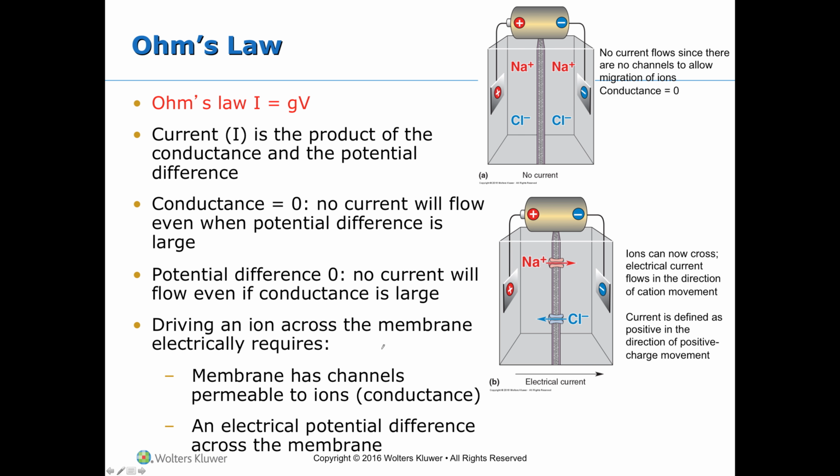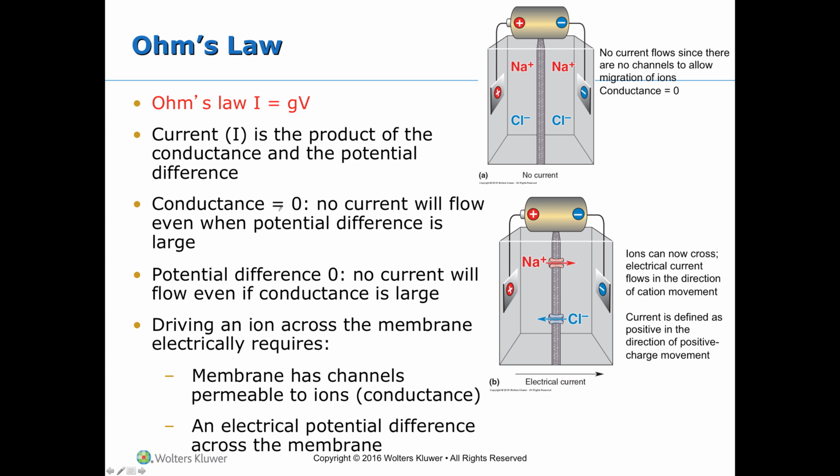Okay, now according to Ohm's law, your current is going to be the product of the conductance, measured in Siemens, multiplied by volts, or voltage, the potential difference. So look at figure A, no current flows since conductance is 0. So current equals 0 times voltage, right? 0 times V. Anything multiplied by 0 is 0.